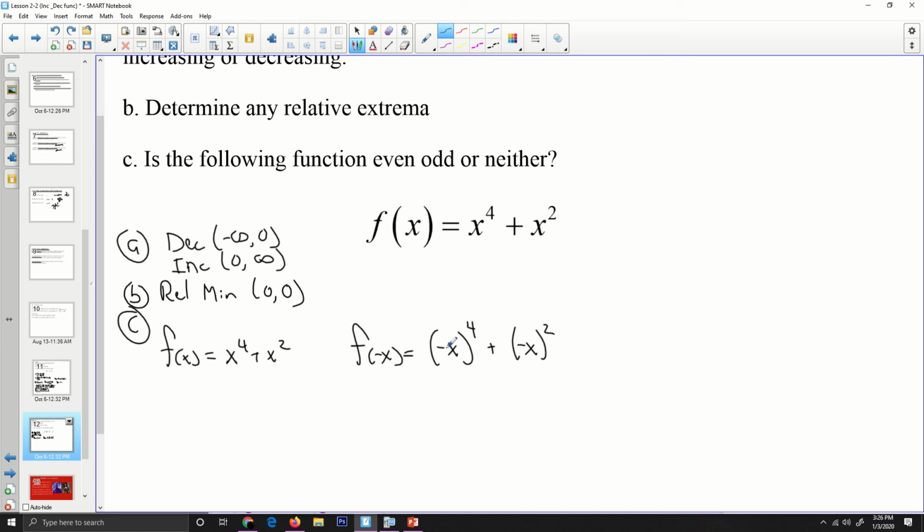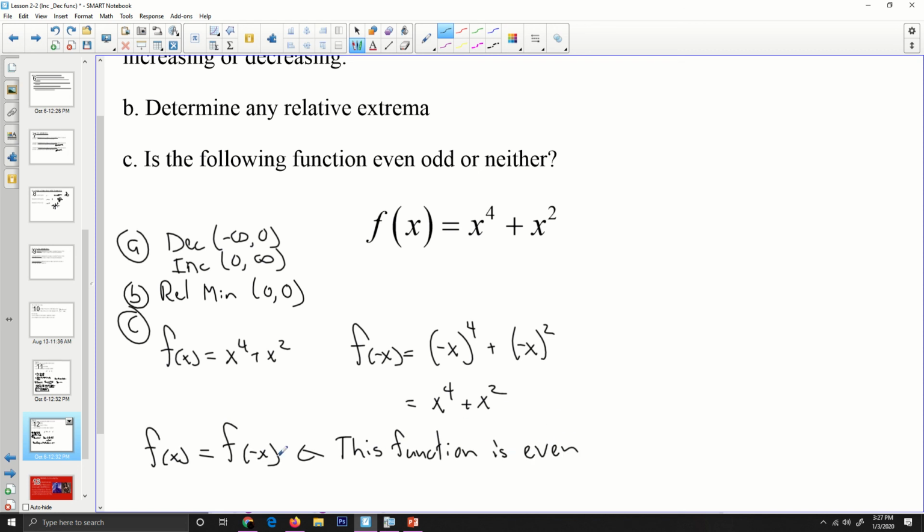Now when I multiply a negative by itself 4 times, a negative times a negative is positive, times a negative is a negative, times a negative is positive, this thing becomes x to the 4th. And then when we square a negative, it's also a positive. Now, I'll notice that f of x is equal to f of negative x. And that's a good thing right there. That tells us that this function is even.